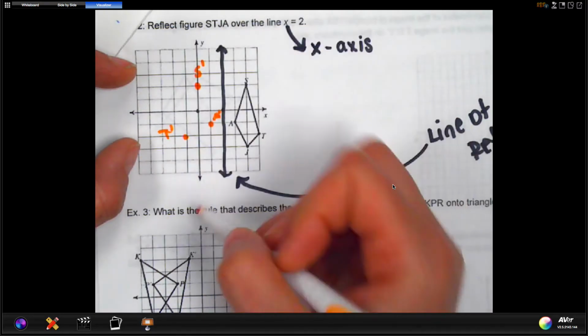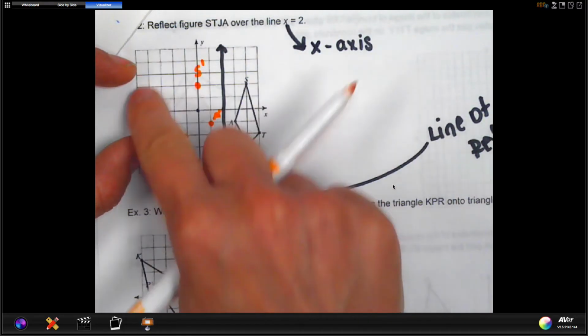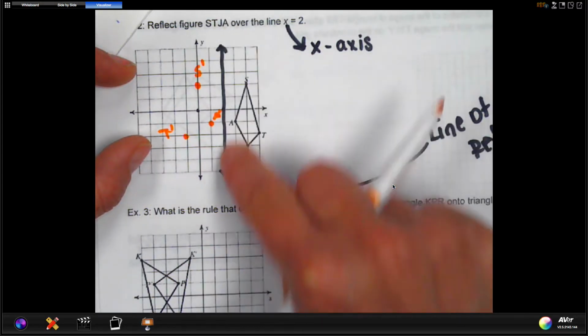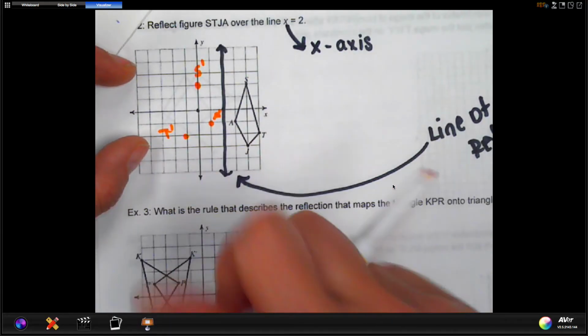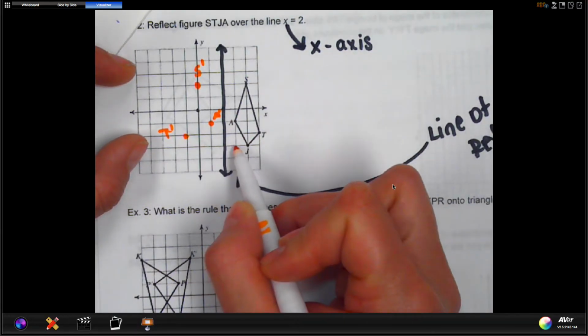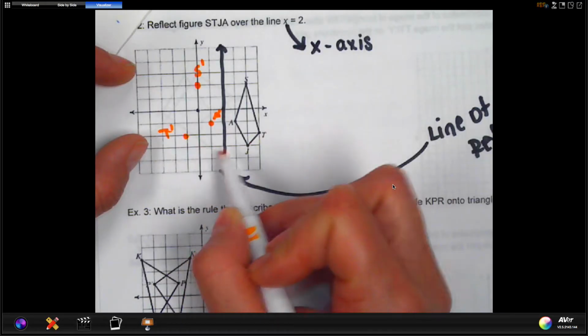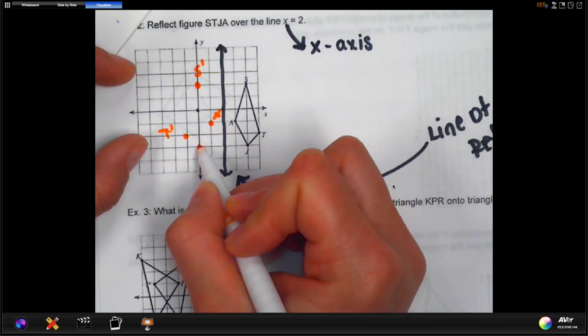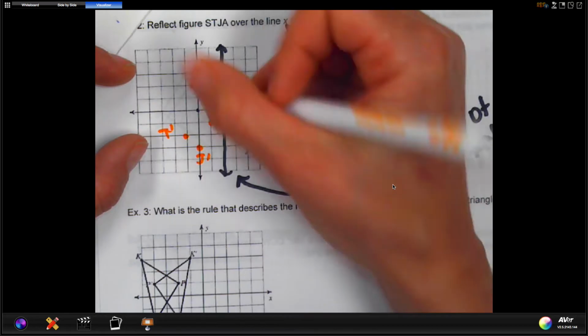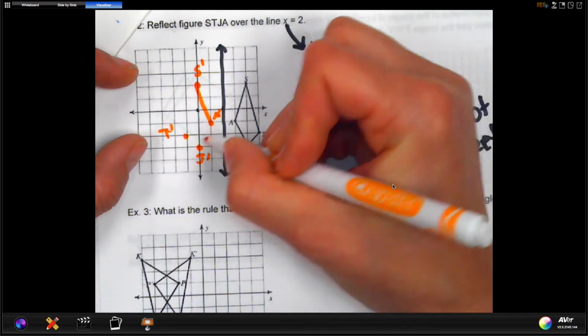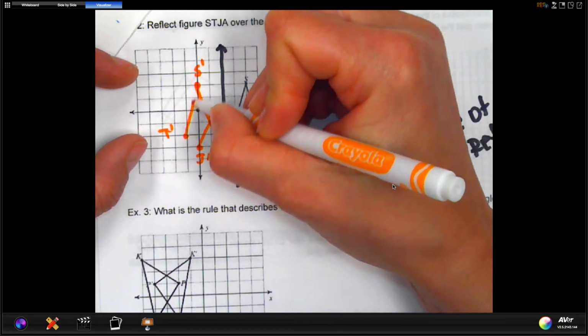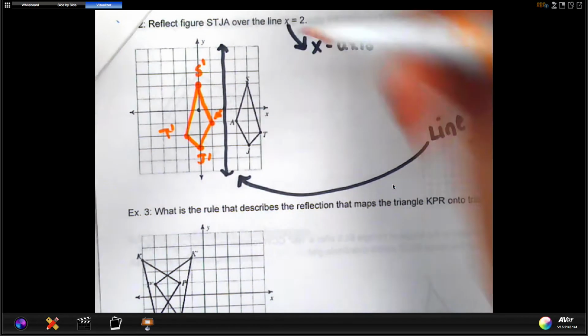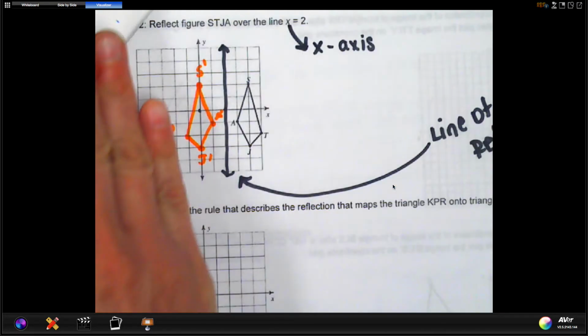Notice I'm not using either axis now. I'm using only the line of reflection in the squares. All right, so now my J is 1, 2 units to the right. So I'm going to reflect it 1, 2 units to the left for J prime. And then again, we're going to reconnect our figure. And it should look as if I flipped that over the line.